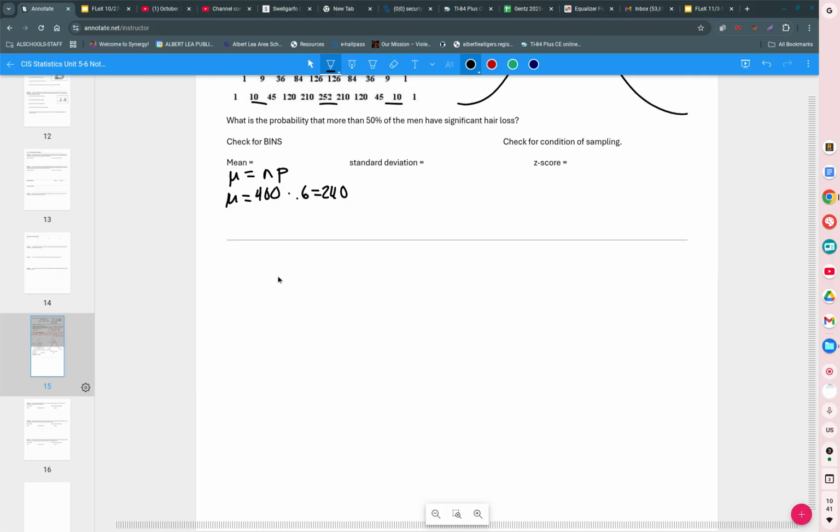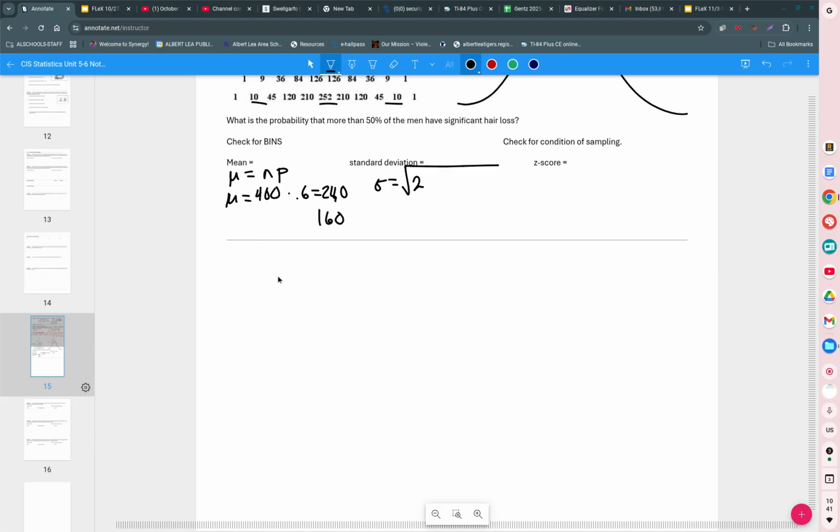So remember, in order for us to say it, we're going to use this normal distribution. 240 has to be greater than 10. Okay, number of successes. And then what would we expect would be the number that wouldn't have significant hair loss? 160, right? Because it would add up to 400. So these two are both greater than 10. So that's good news for us. We'll now calculate the standard deviation. Standard deviation, we say the square root of, and it just ends up being whatever n times p was, which was 240.